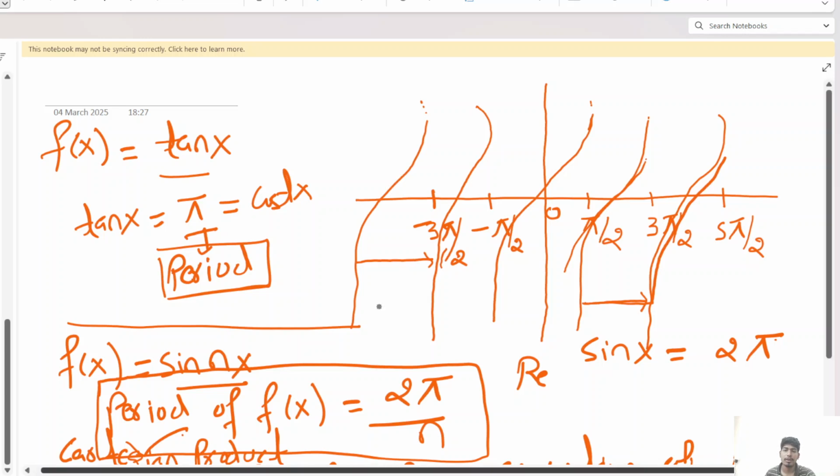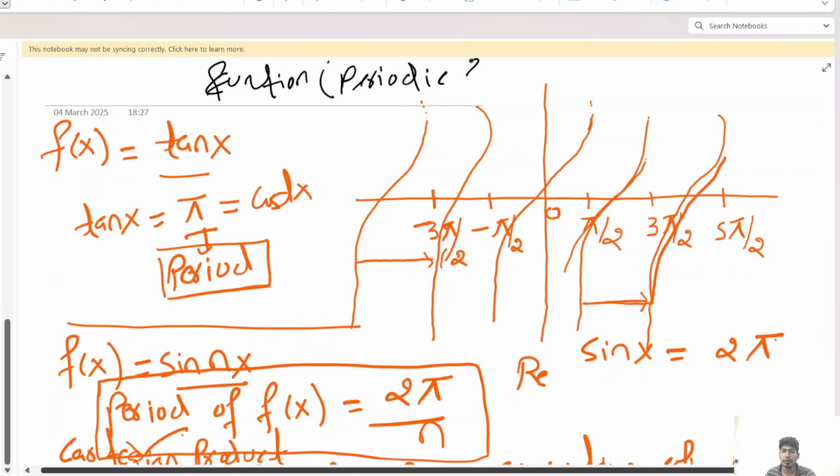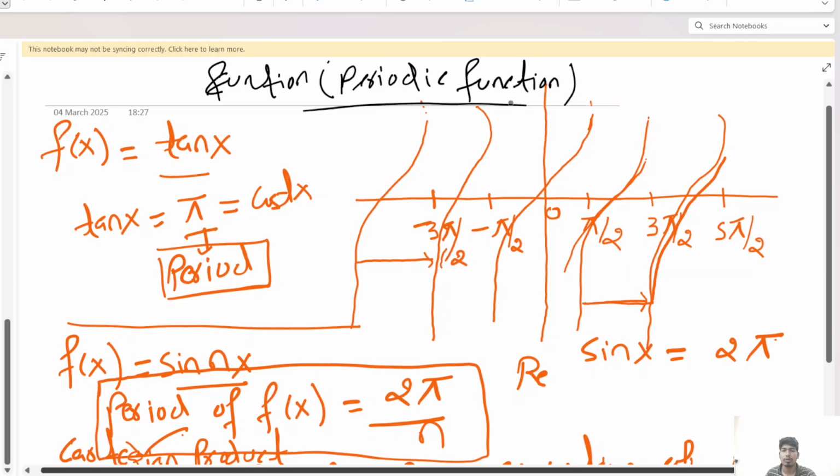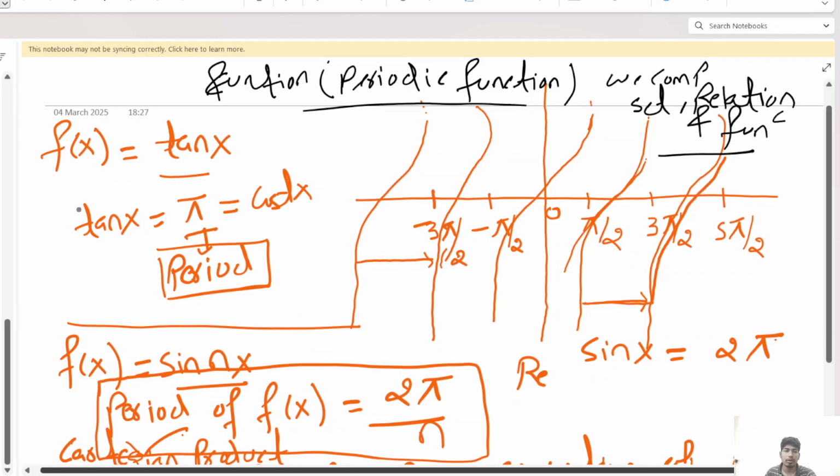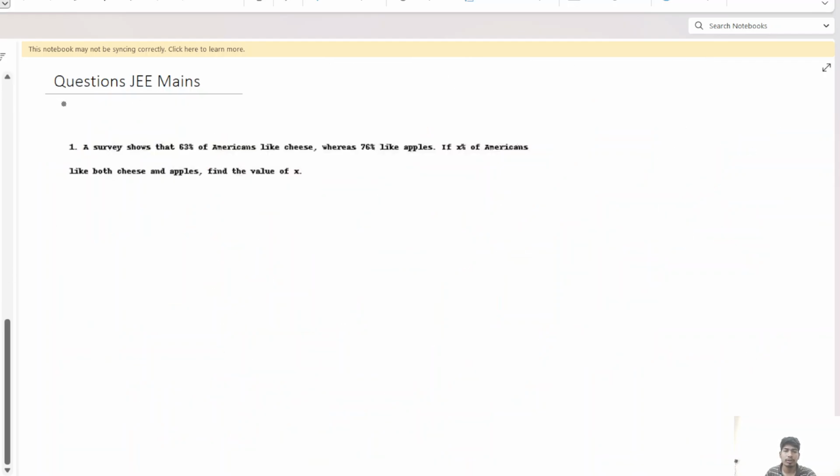Hello students, in the last lecture we covered functions, special functions, periodic function. We complete the theory part of our set, relation and function. Now we do JEE Mains questions from this chapter.